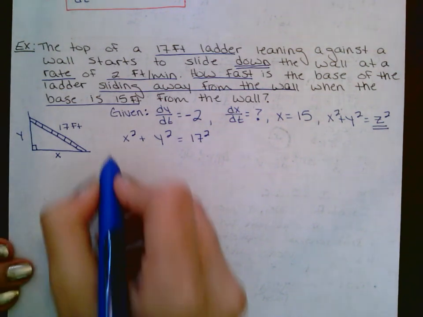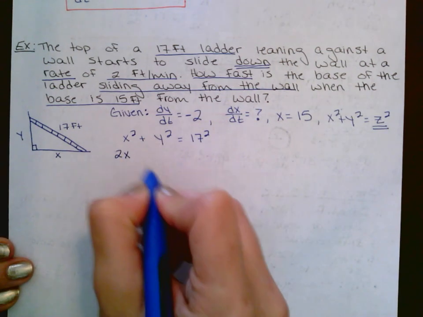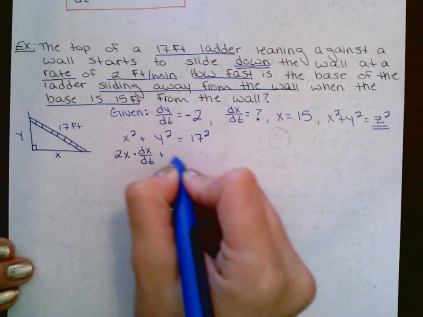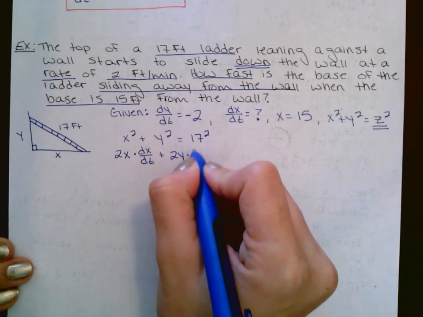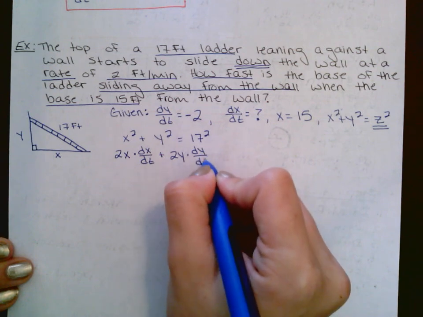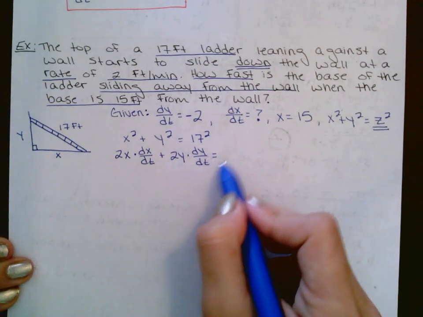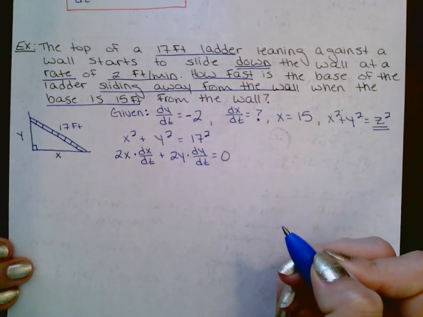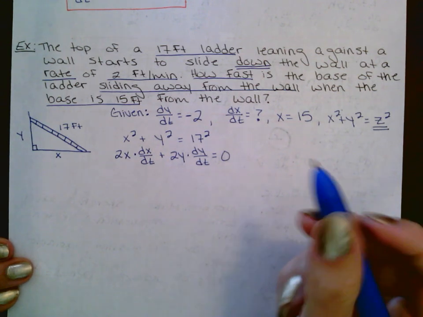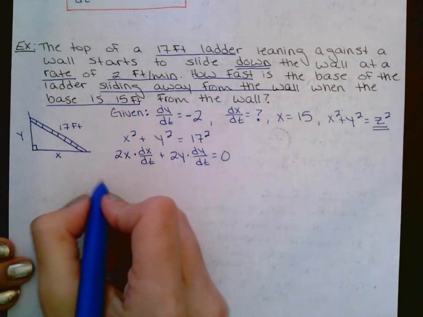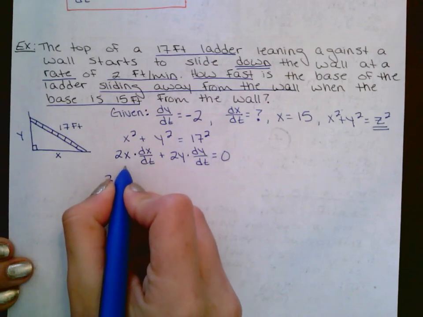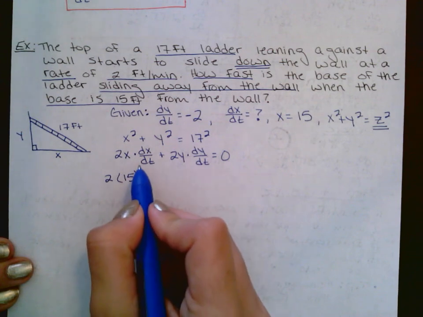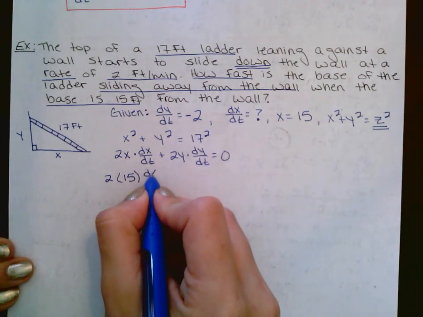So step 2 is derivative. 2x to the first times the implicit. Now for the y squared, 2y times the implicit. And the biggest mistake people make is they put 17 squared here. Remember, this is a constant. Derivative of constant is 0. So let's see everything that we can put in. Okay, I have 2 times x. They told me x was 15. Okay. dx dt is what I'm solving for, so that's okay to leave as a variable.